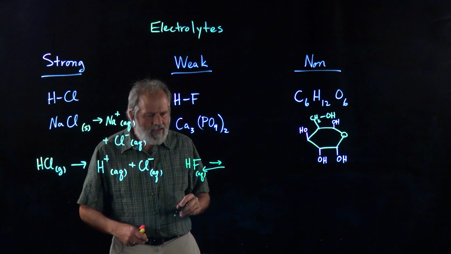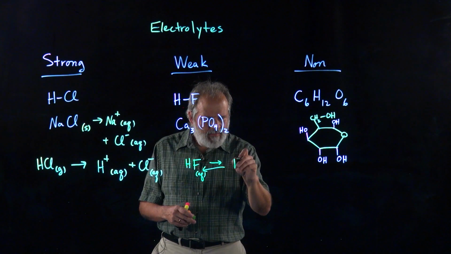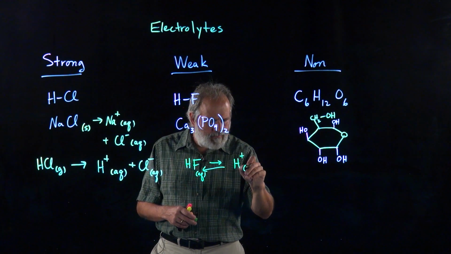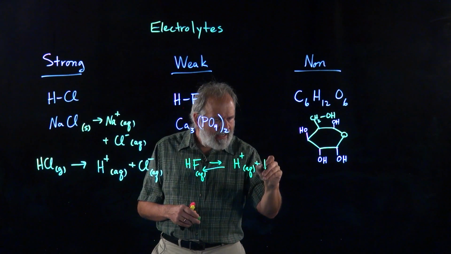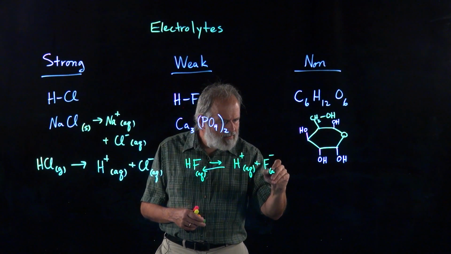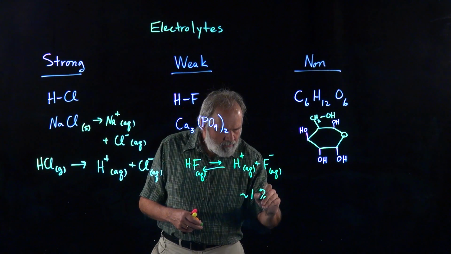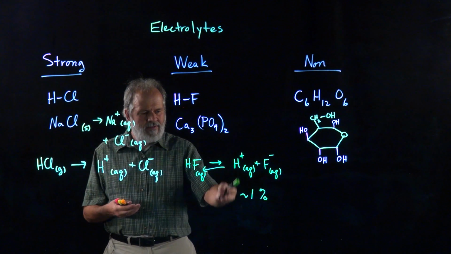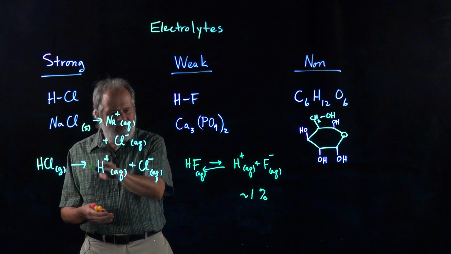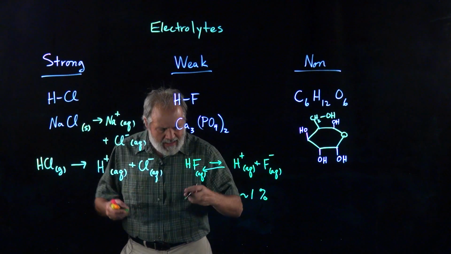Okay, so if we get hydrofluoric acid dissolved in water, then that produces some H plus and some fluoride, but only about 1% of them. So this has 100 times less ions than a typical strong acid would have. So this is about 99%.